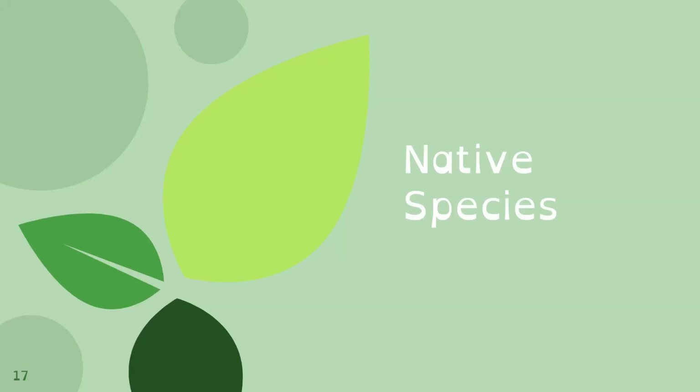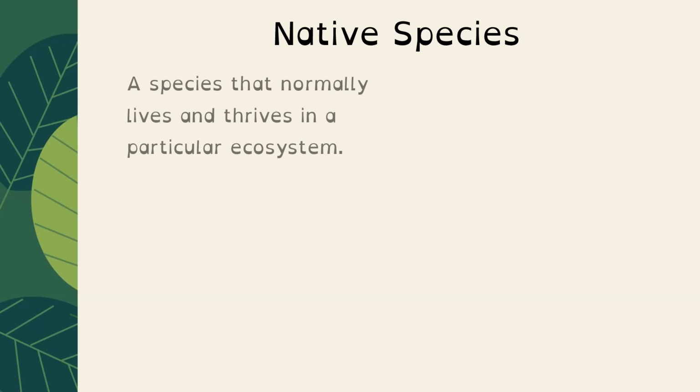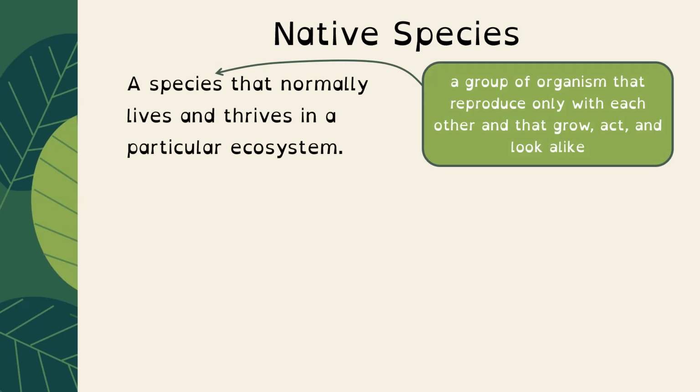So what do we mean by native species? This is a species that normally lives and thrives in a particular ecosystem. A species is a group of organisms that reproduce only with each other and grow, act, and look alike. So it's important to know this vocabulary.